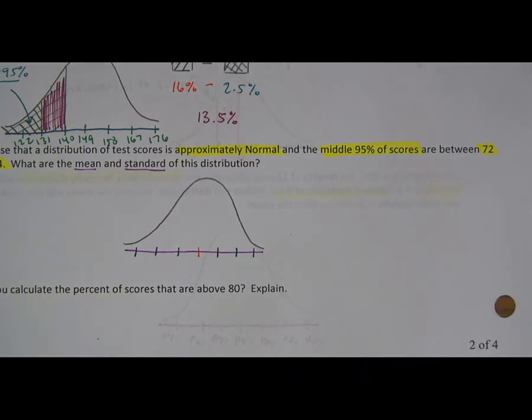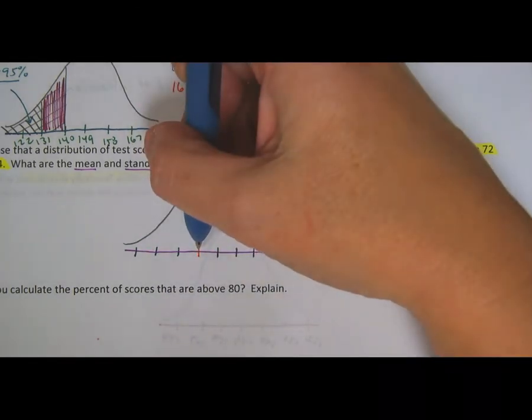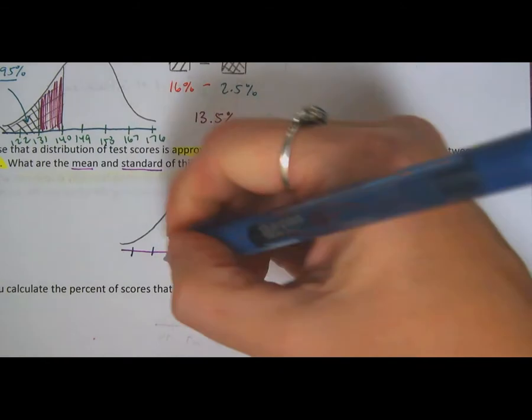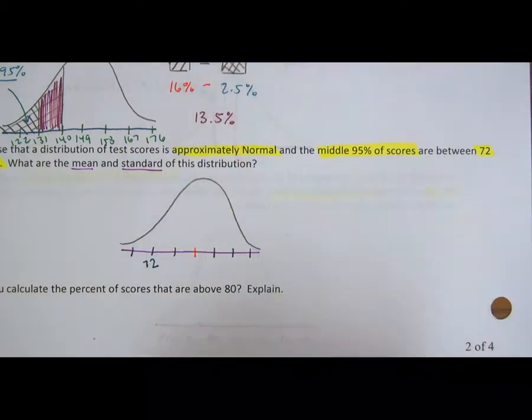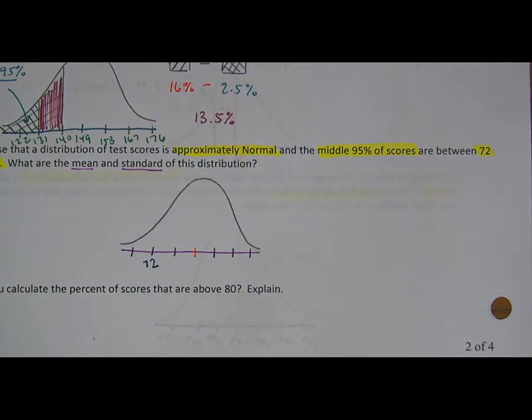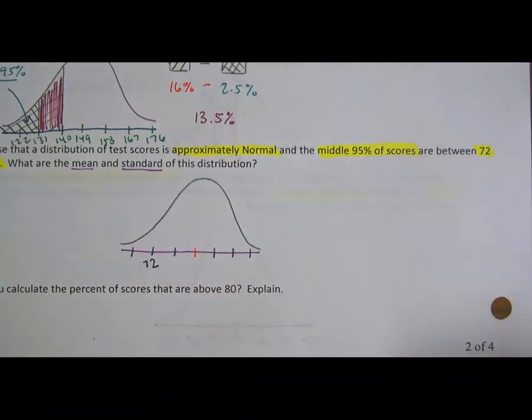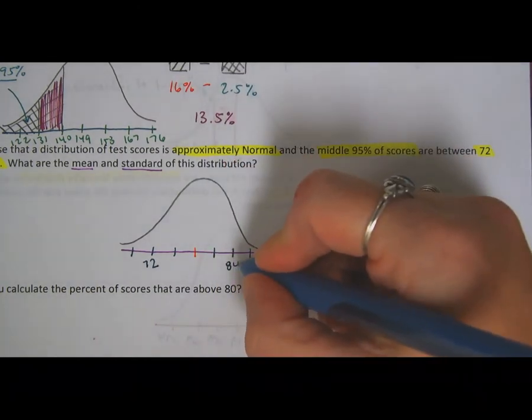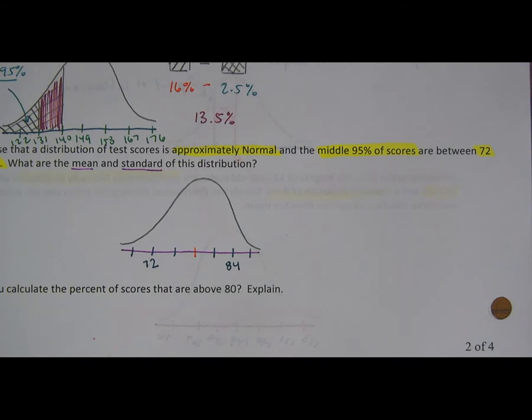You should know exactly where to put your 72 and 84. Where are you putting those numbers? Where does 72 and 84 go? Yes. 2 standard deviations below the mean. Common sense says the 72, the smaller number goes there. And 2 standard deviations above the mean is 84. Because the empirical rule says the middle 95% of scores are within 2 standard deviations of the mean.